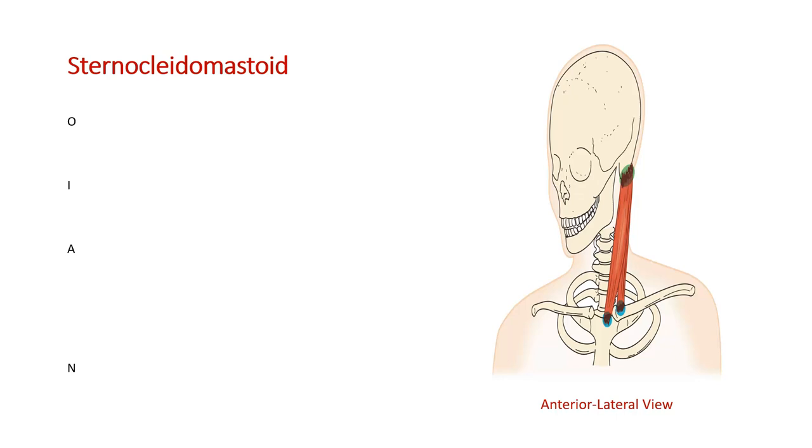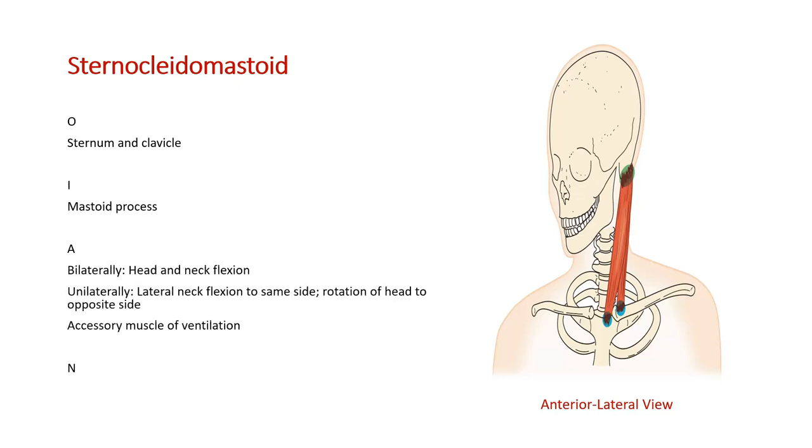Looking at the origin for the sternocleidomastoid, we have the sternum and the clavicle. Its insertion is the mastoid process. And here's where we see bilateral and unilateral. Whenever we talk about actions of these muscles, you might see a bilateral action and a unilateral action. Bilaterally, if both of your SCMs on each side contract together, you see head and neck flexion. Unilaterally, if only one of the SCMs on one side activates, then you'll see lateral neck flexion to the same side of that SCM, and you'll see rotation of the head to the opposite side of that SCM.